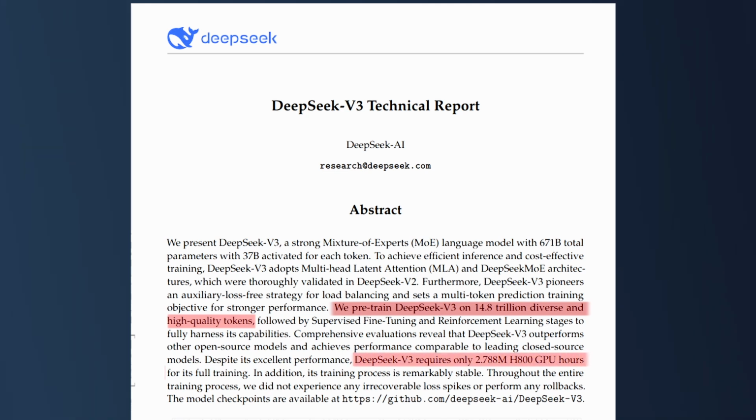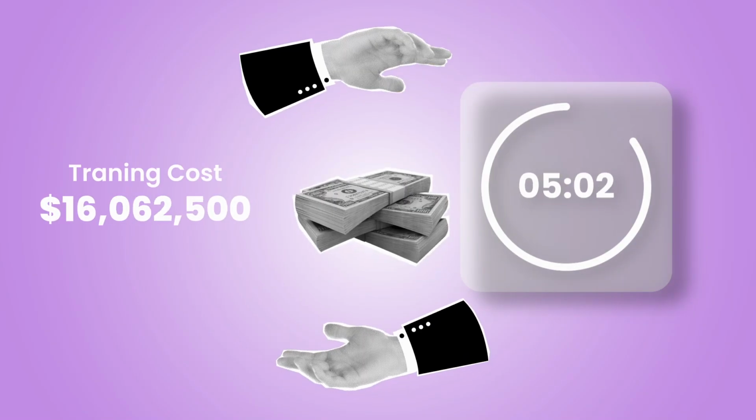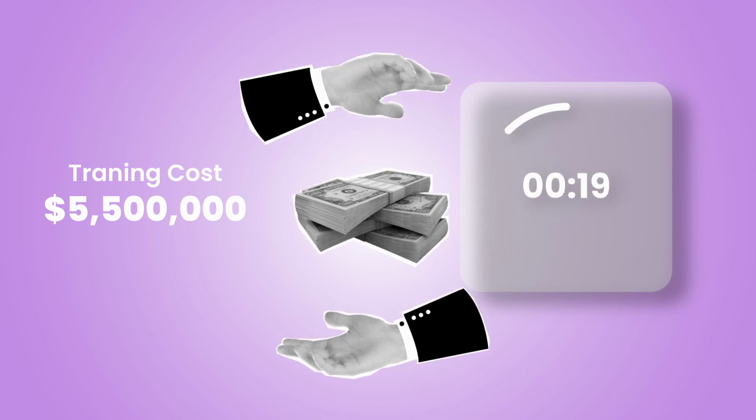It used 2.78 million hours of GPU power, the brain that powers AI training. The cost of renting these GPUs, $2 per hour. Final cost, 5.5 million, making the cost add up to exactly what they reported. So DeepSeek's training costs are low because they mastered efficiency, not because they faked the numbers.